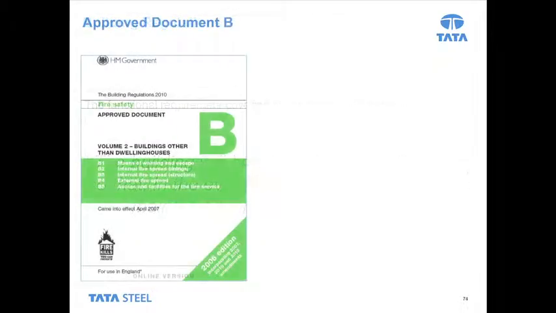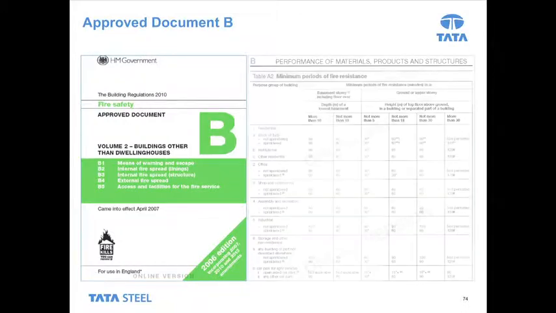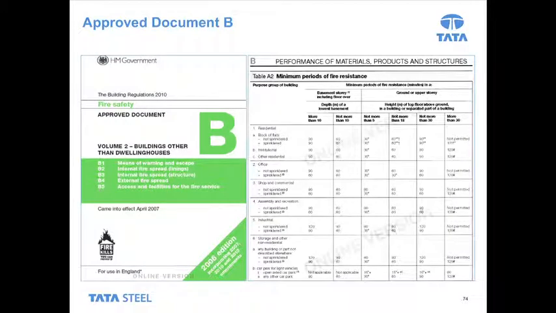So fortunately for us, the government does publish guidance on how to meet the functional requirements of the building regulations, and it does so through the approved documents. So again, a document that you've already seen this morning. So approved document B, and it covers fire precautions in buildings. And amongst other things, it describes the fire resistance periods required for compartmentation and for elements of structure. And fire resistance periods are shown here in table A2.